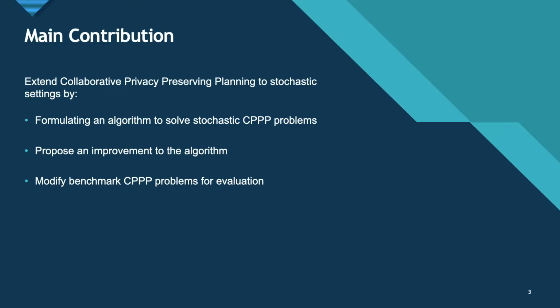The main contribution of the paper is the extension of collaborative privacy-preserving planning, or CPPP, to stochastic environments. We achieved this extension by formulating a new algorithm to solve stochastic privacy-preserving problems. We also propose an improvement on this algorithm. To test our two algorithms, we have modified benchmark privacy-preserving problems to stochastic environments.